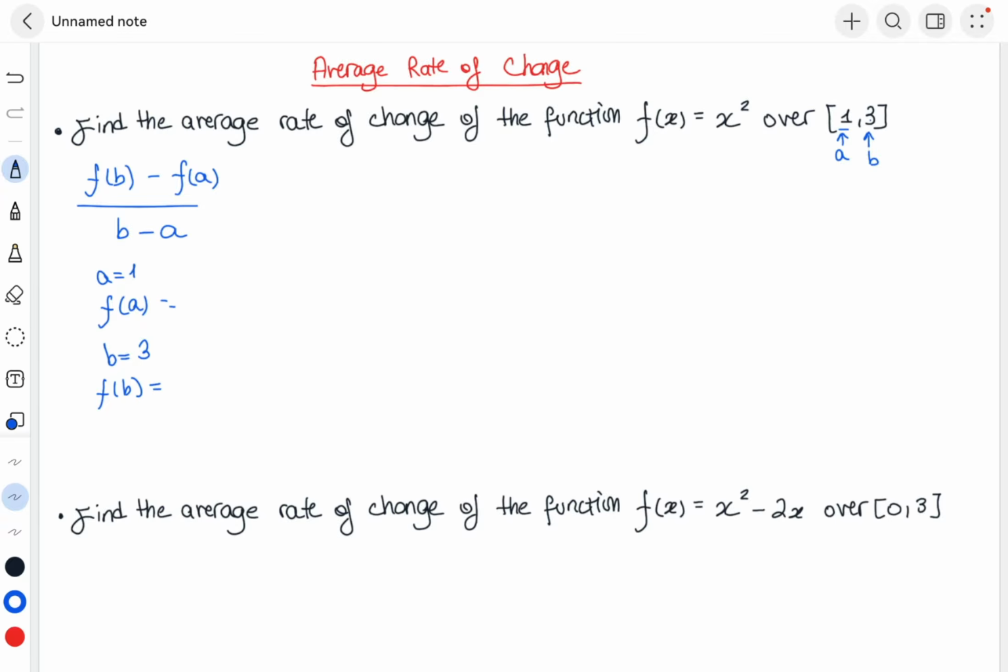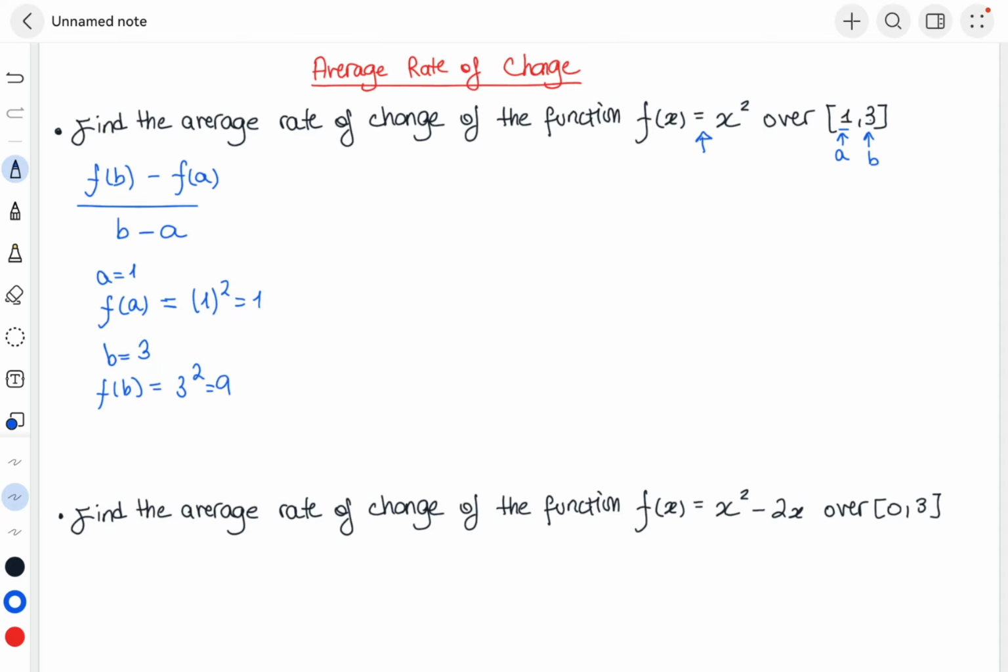F of a means we replace into our function f of x, instead of each x, we put our a. So here we have 1 as our a. So we'll have 1 squared, which is 1. And f of b means we replace instead of each x, b, which is 3. So we'll have 3 squared, which is 9.